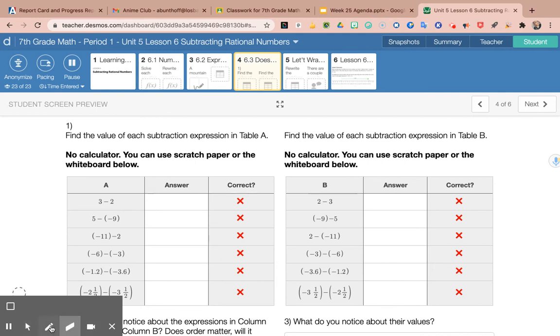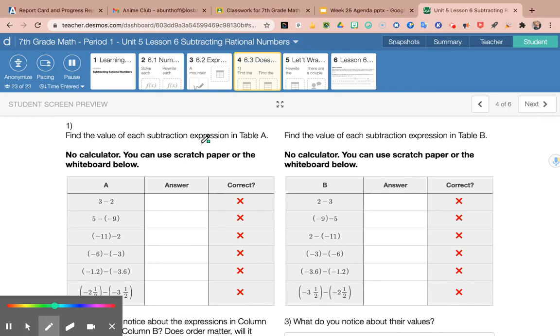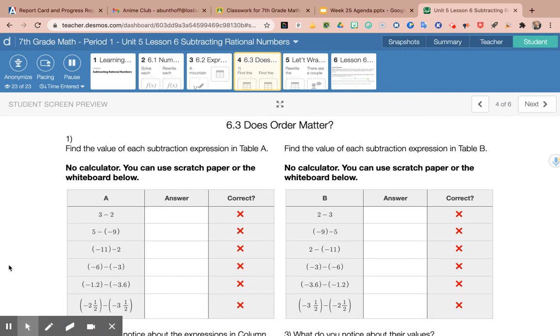Number 4, it says find the values of each subtraction expression in table A, and then find the value of each subtraction problem in table B. And the question you should be thinking of is, does order matter? So notice that these are the same numbers in a different order. So we have 3 minus 2, 2 minus 3. 5 minus negative 9, negative 9 minus 5. So they're the same numbers. We just want to see what happens when we switch the order.